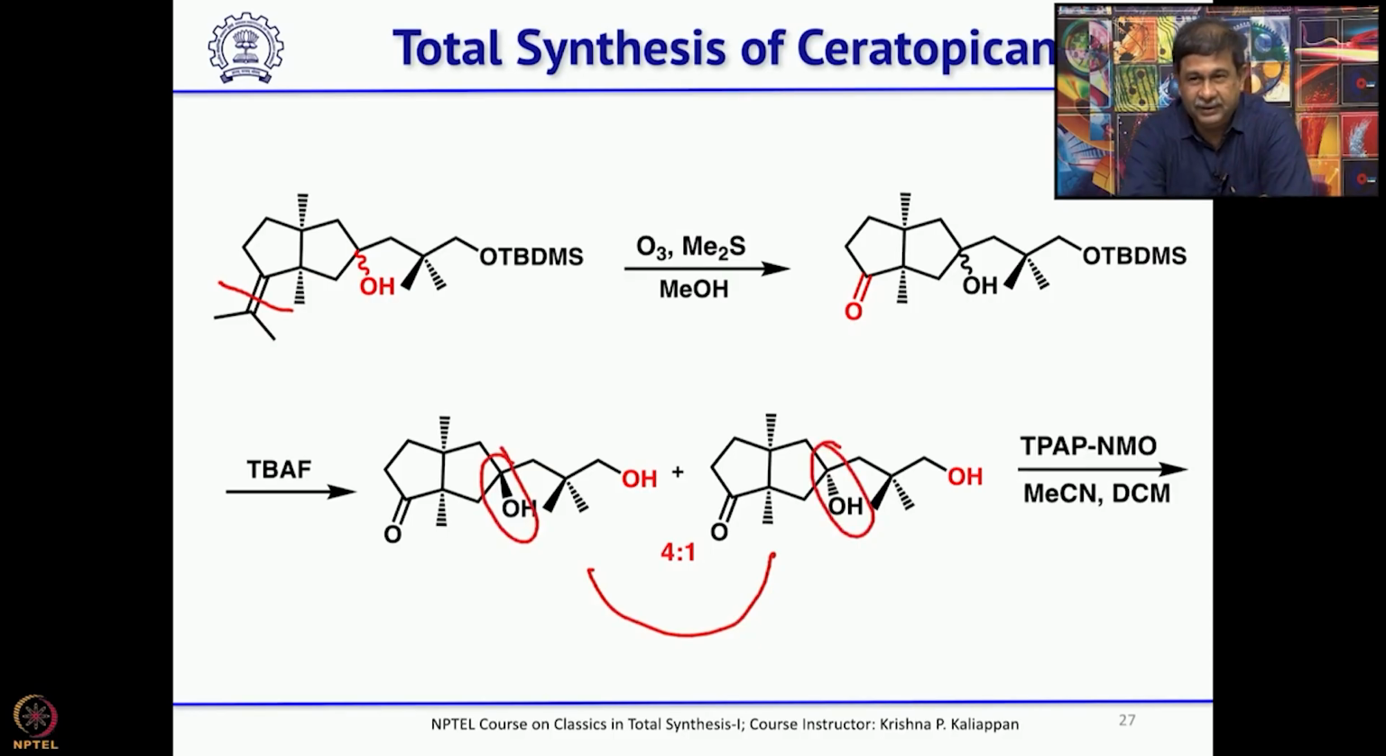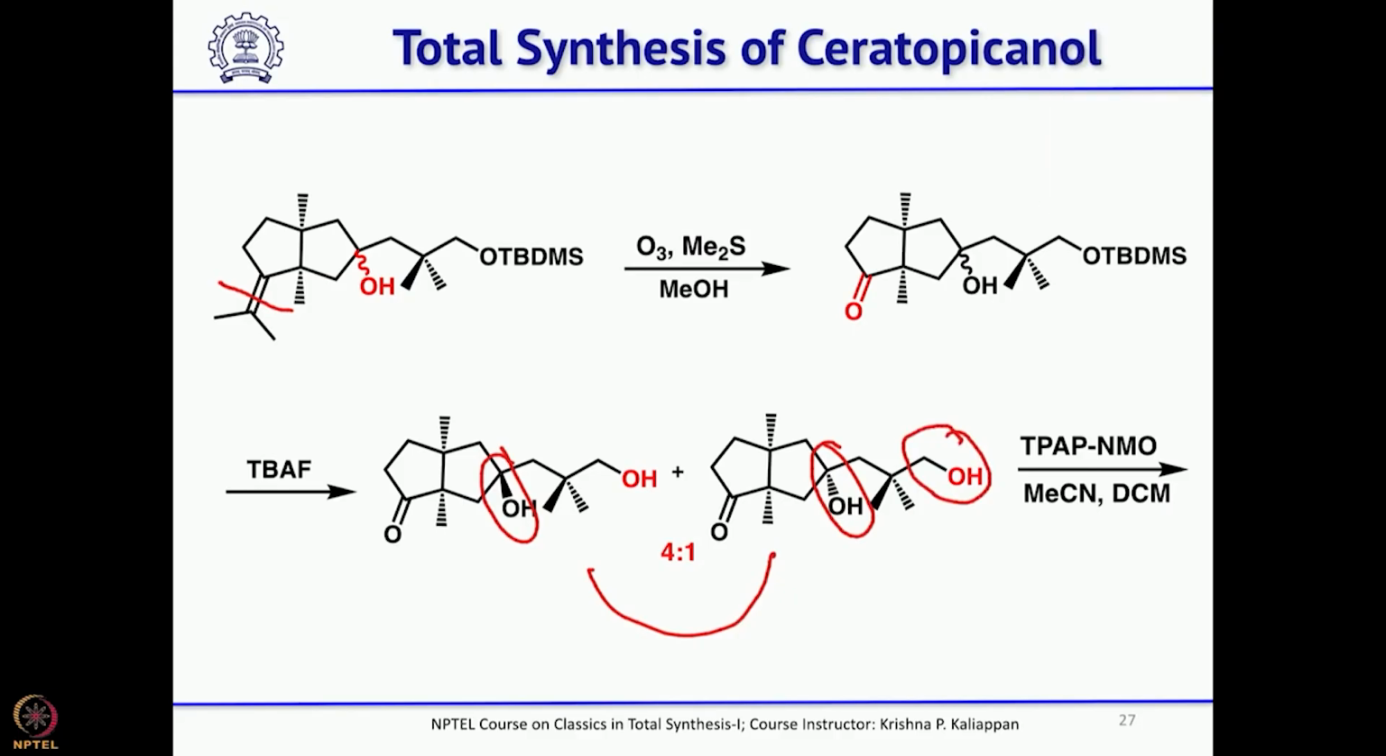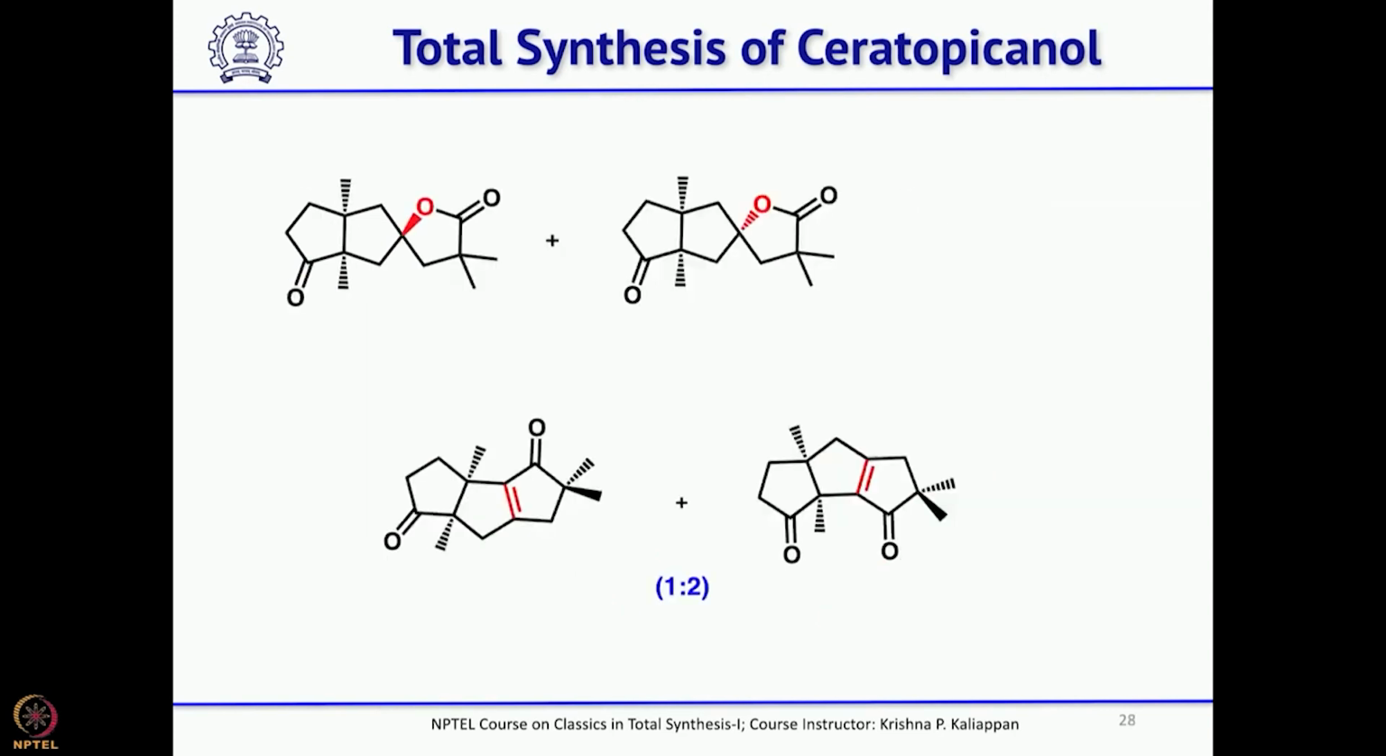Now, if you treat with TPAP, that is tetra-N-propylammonium perruthenate, NMO is a co-oxidant, and you use a catalytic amount of TPAP, that will oxidize the primary alcohol to aldehyde, and immediately the tertiary alcohol will cyclize to form the lactol, and further oxidation gives the corresponding lactone. Okay. So, once you have this lactone, this on treatment with methanesulfonic acid and P2O5.